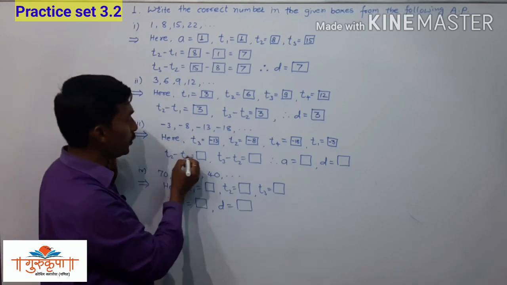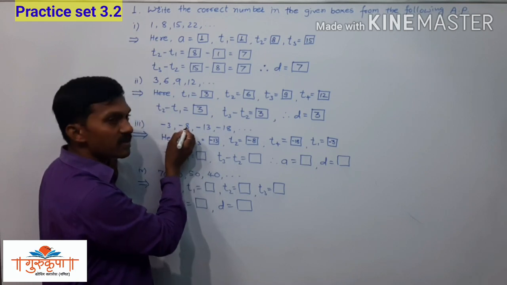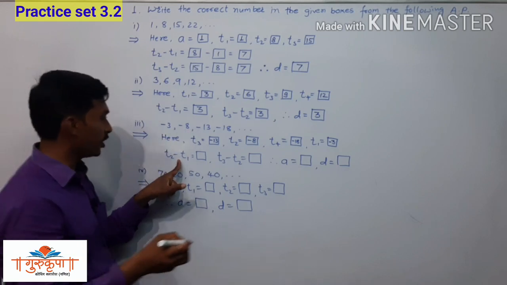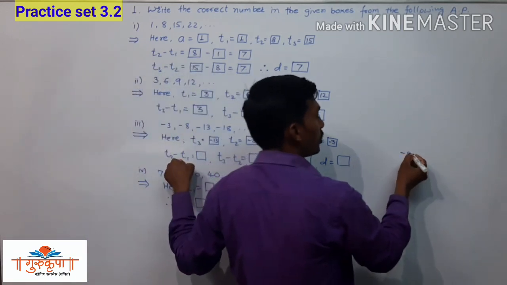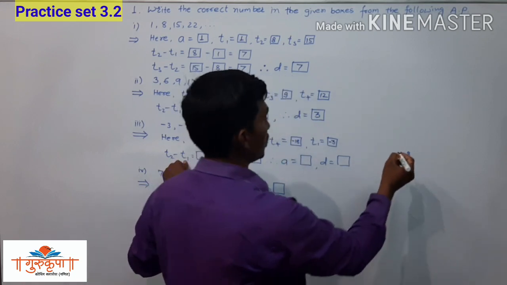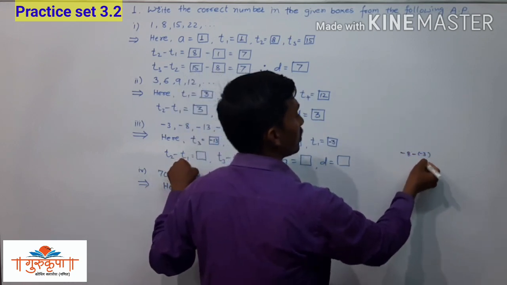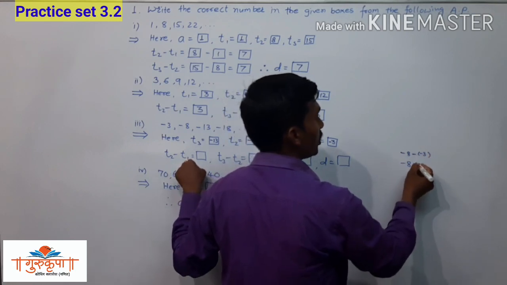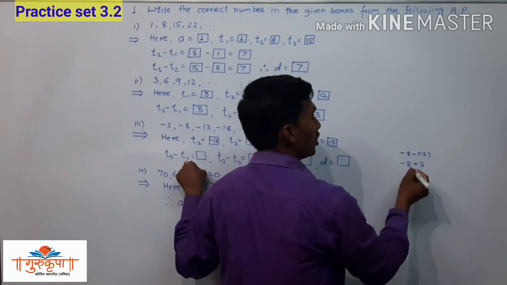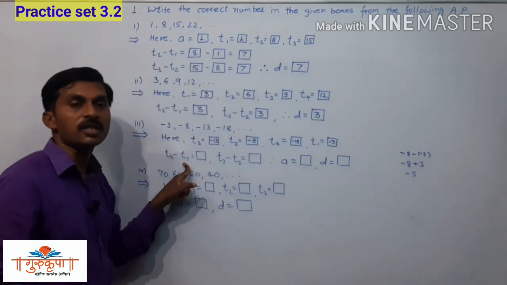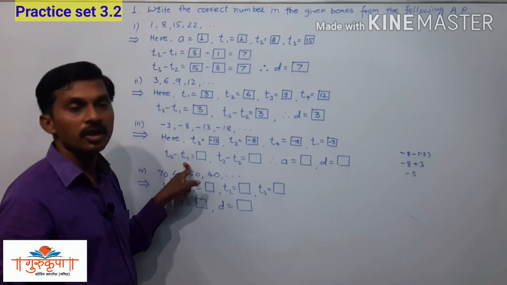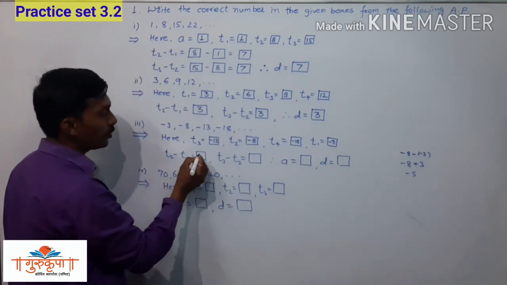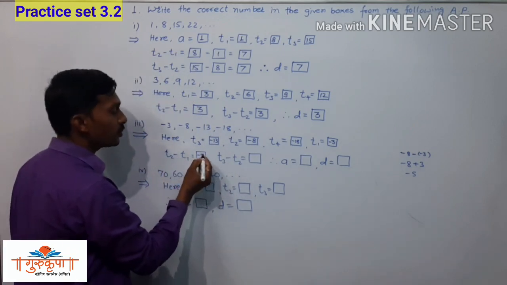Now we have to write T2 minus T1. We will take the calculations on the rough page. T2 is minus 8 minus T1, which is minus 3. Now we can simplify this. Minus 8 remains as it is. Minus into minus is plus 3, and minus 8 plus 3 is minus 5. Since the signs are different, we take the subtraction and give the sign of the bigger number to the result. So the difference T2 minus T1 is minus 5.